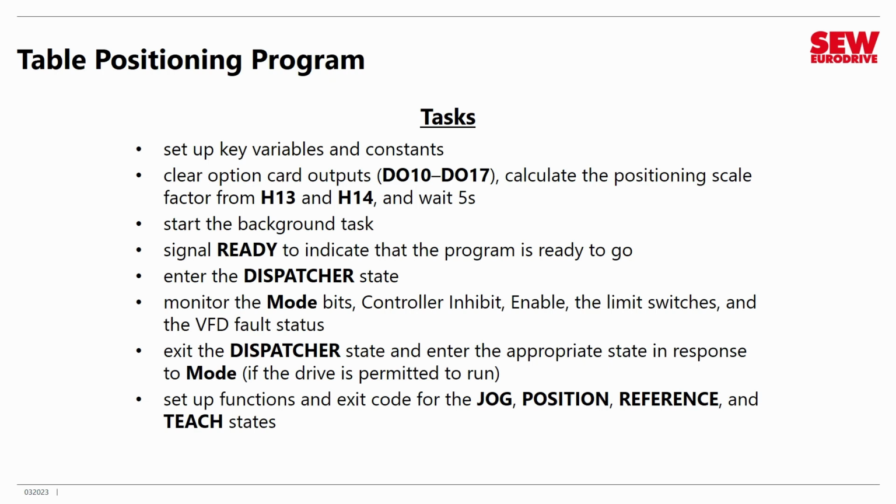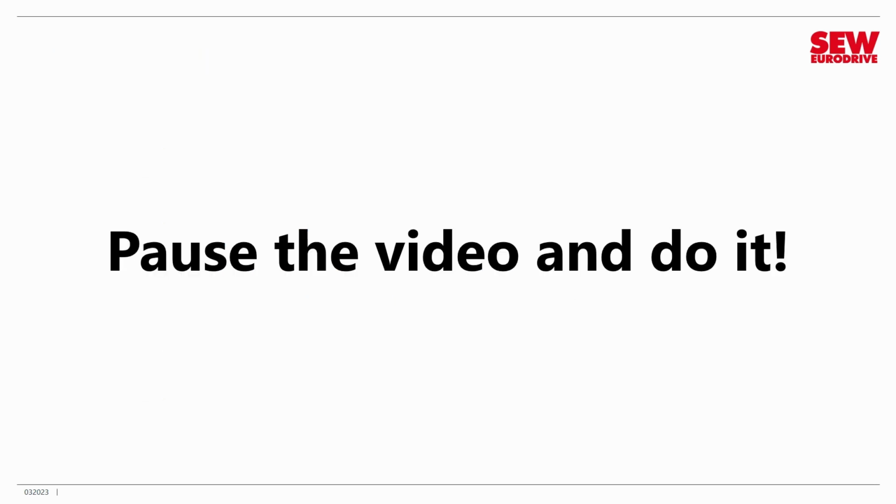I'd also like you to set up skeleton functions for the 4 states: jog, position, reference, and teach. You don't need to have anything in there but code to exit out of it when mode changes. You don't have to worry about controller, inhibit, enable, the limit switches, and the VFD fault status to exit out at this stage. Later you will. You will have to write some code for that, but right now, just set it up so that if the mode changes to something else, it will exit that function. And then test it all out and make sure it all works. So pause the video and go do it.